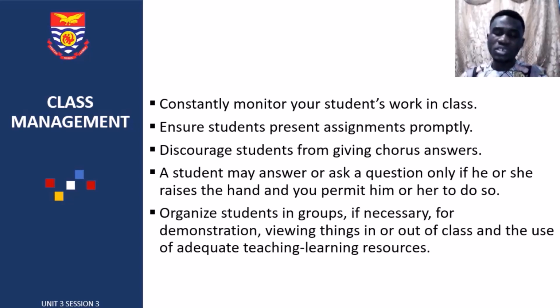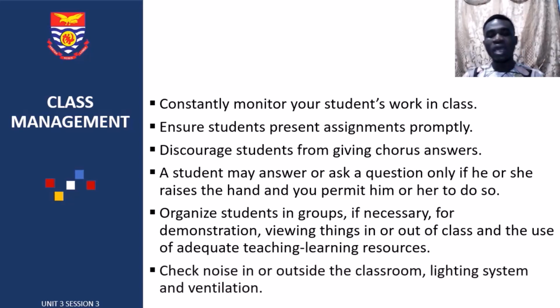And organize students in groups if necessary for demonstrations, for viewing things in and out of class, and for using adequate teaching learning resources. There are some teaching learning resources that may not be many enough for all learners to have access to. You can let your learners come and have a view of it in groups. It really helps. And also check noise in or outside the classroom. And also you must check the lighting system as well as ventilation in your classroom. Now, what are the causes of student misbehavior in the classroom?